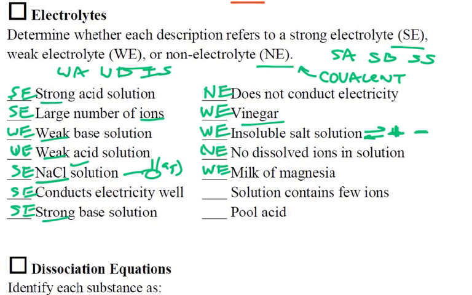A solution contains few ions, that's a weak electrolyte, but it does have some ions, so that's weak. And pool acid, that's hydrochloric acid. Okay, that's a very strong swimming pool acid, and that was definitely a strong electrolyte.